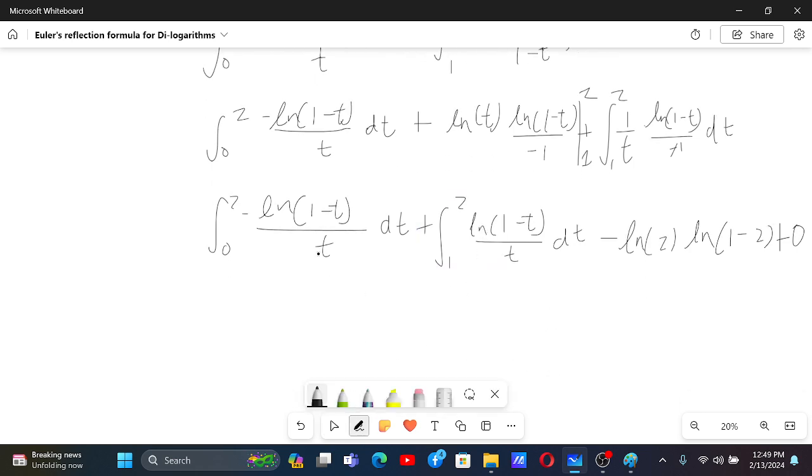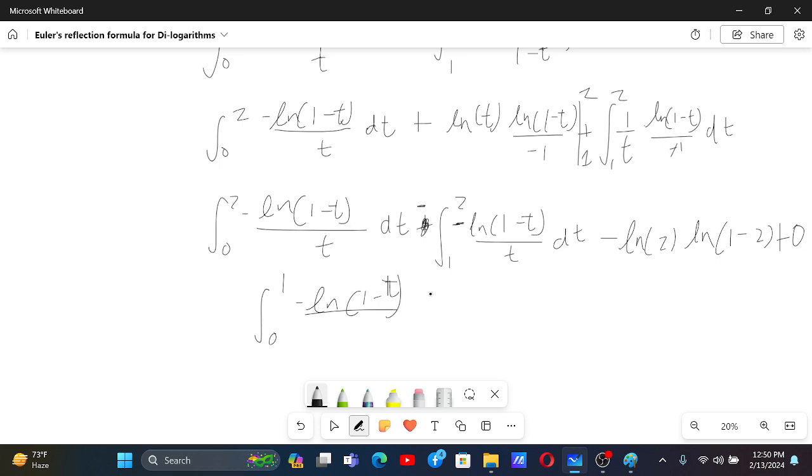Now over here, if we make a minus sign over here and take also a minus sign over here, we can basically see that both of these are integrals of minus ln(1 - t) by t. We are subtracting; over here the limit is from 0 to z, over here it's from 1 to z. Subtracting 1 to z from 0 to z, we get the integral from 0 to 1 of minus ln(1 - t) by t dt. Yeah. Now it's really simple.